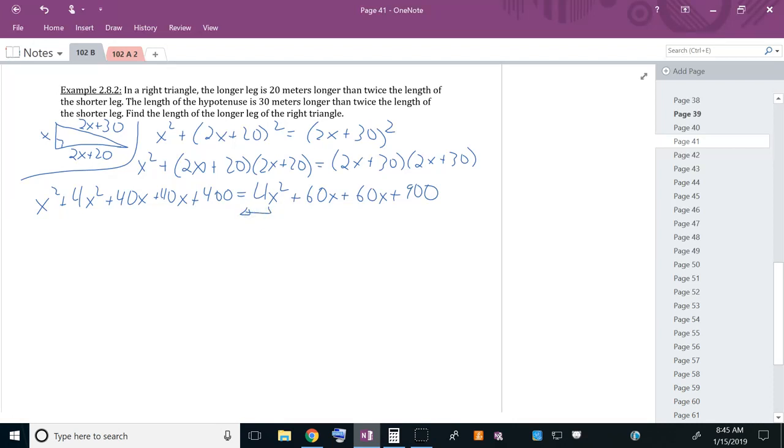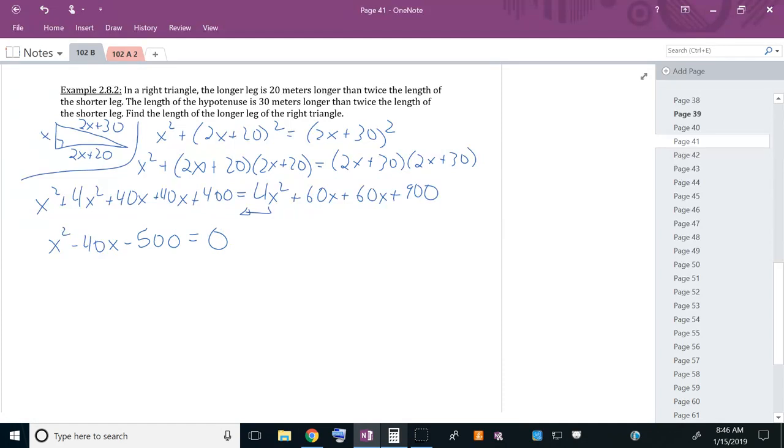Remember, to solve a quadratic, we do need to have a 0, so I'm basically going to move all of the terms on the right to the left-hand side, and that will give me x squared. 40 plus 40 is 80, 60 plus 60 is 120, so 80 minus 120 is minus 40, and then 400 minus 900 is minus 500.